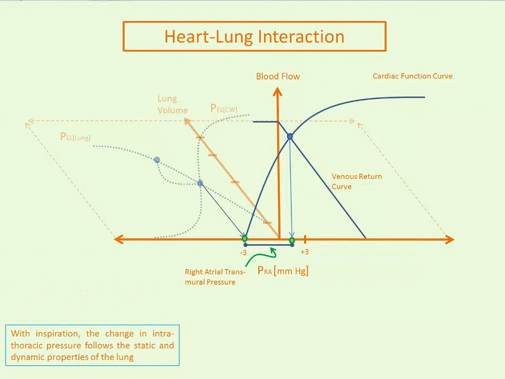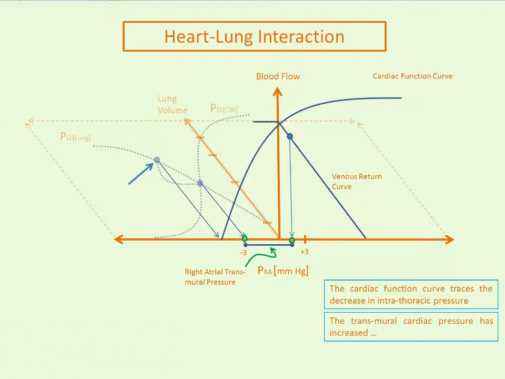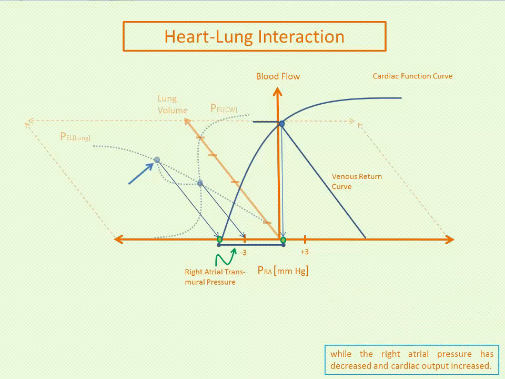With inspiration, there's a change in intrathoracic pressure that follows the static and dynamic properties of the lung as illustrated on the Campbell diagram. So you move from here to here. So you've changed your intrathoracic pressure now, and so how does the cardiac function curve change? Well, we just saw, it shifts to the left, and you have a decrease in your right atrial pressure, an increase in your transmural pressure, and this is what happens when you inspire, as graphically represented by the Guyton and Campbell analyses.